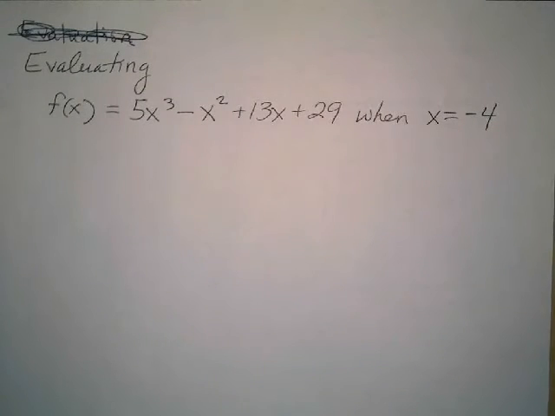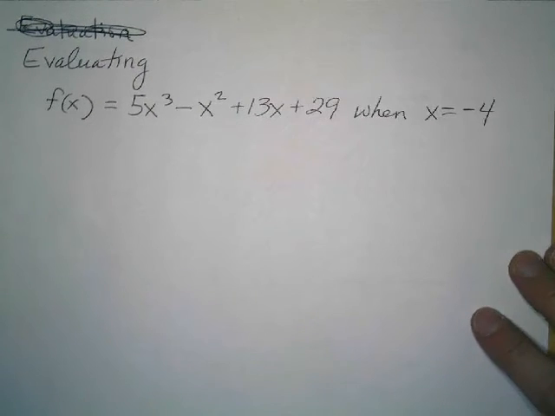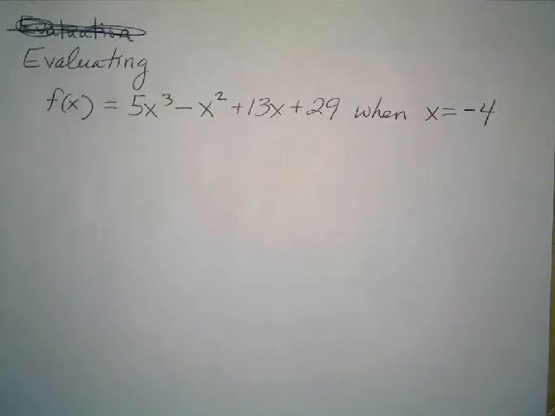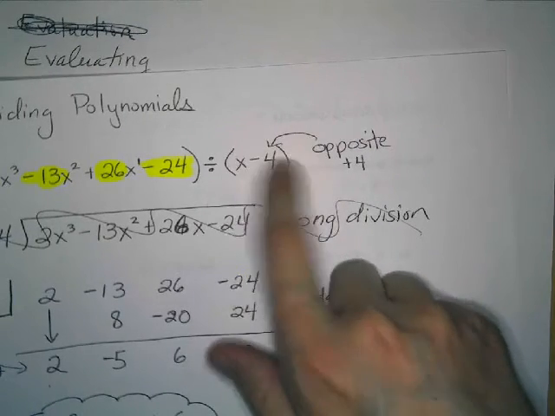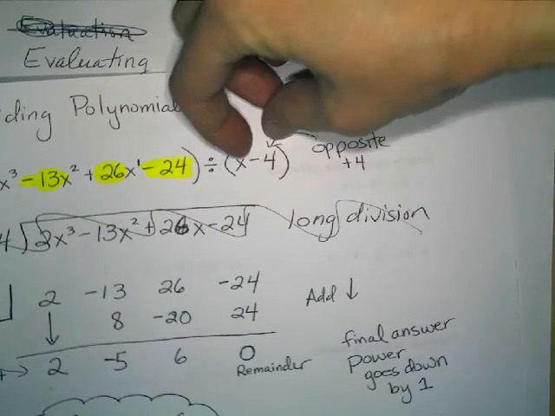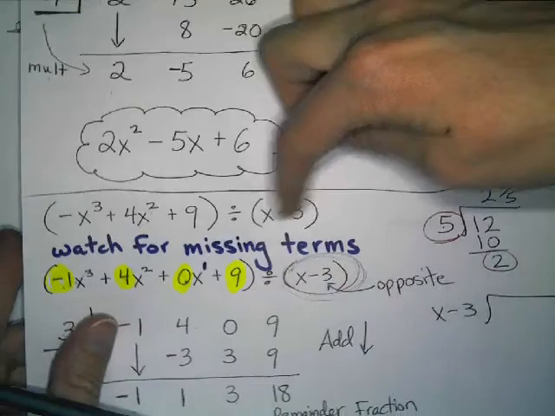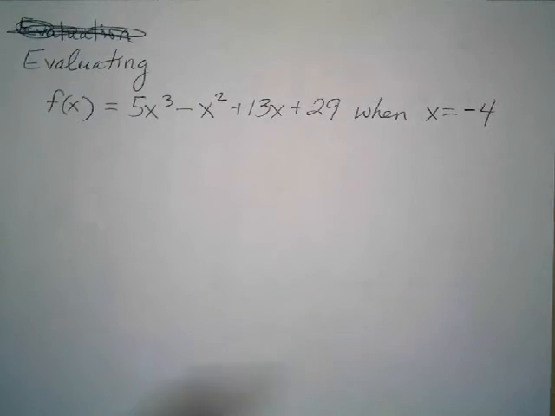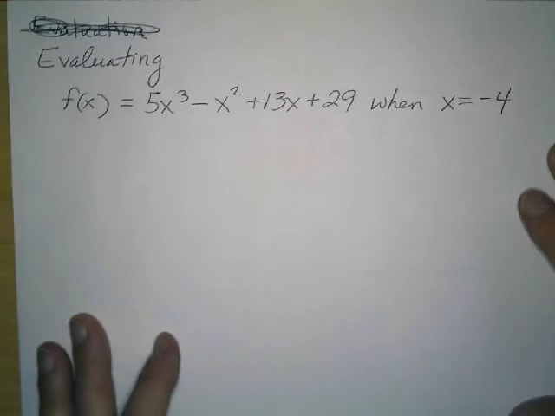Evaluating. Okay, it'll tell you to evaluate a function, and then they'll give you a number when x equals -4. Notice they're just giving you a number. They're not giving you something to divide by, like a little tiny problem, like x minus something or x plus something. So it just says evaluate this when x equals -4.